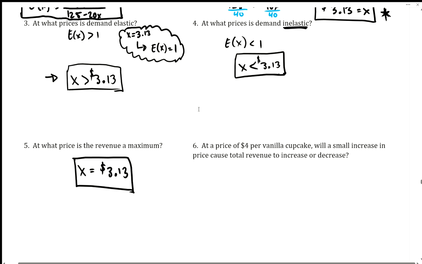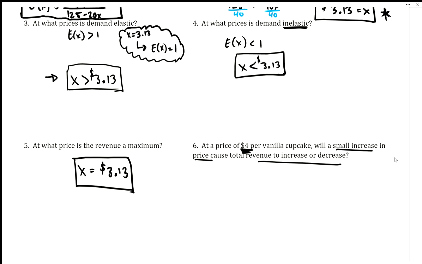All right, number 6. It says, at a price of $4 per vanilla cupcake, will a small increase in price cause total revenue to increase or decrease? Okay, so small increase in price. So they're asking about $4. Well, again, we already have this. There we go. Let's use this again. So $4 is greater than 3.13. And that's when we had demand being elastic. Okay, so that is this case right here, all of that. So again, we're just kind of carrying over a lot of the same information.